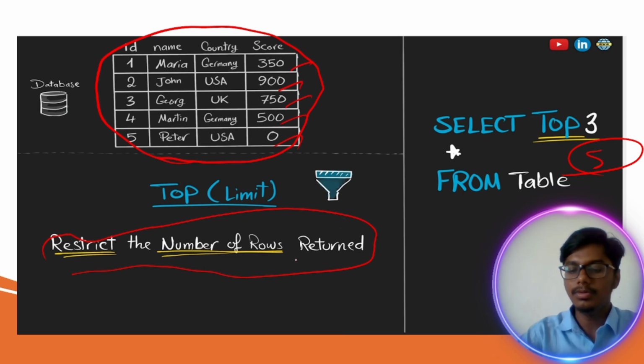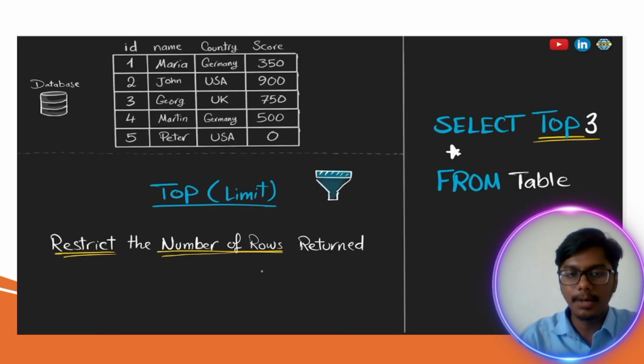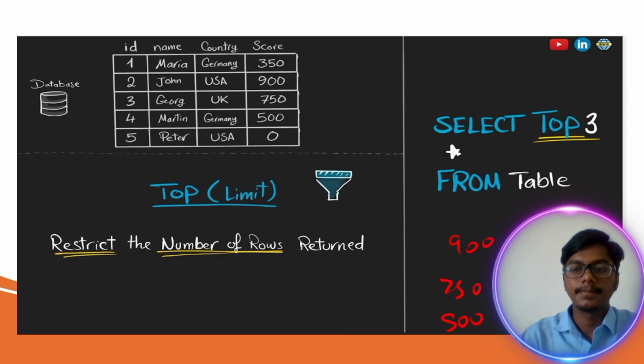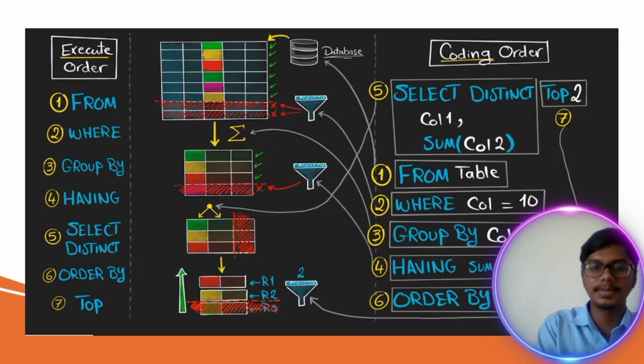How TOP works: the top three scores are 900, 750, and 500. The top three are John, the best scorer, then George, and Martin. This comes as the output. So TOP three means it restricts the number of rows to be returned. Okay, that's the basic condition.